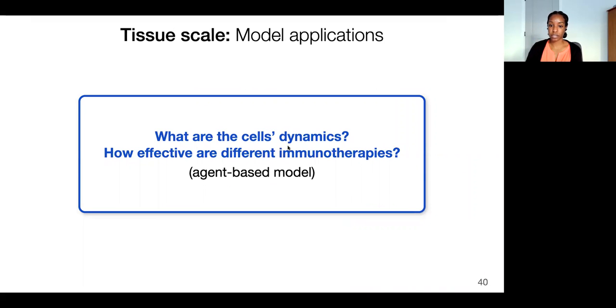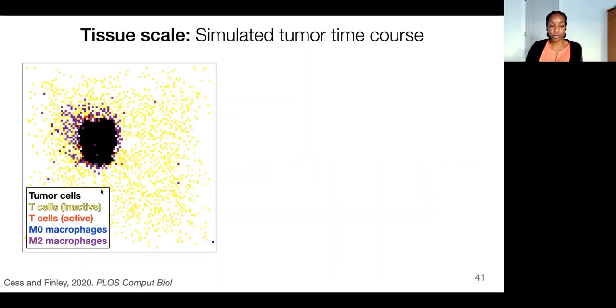Well, of course, we can look at the cell's dynamics, but we also wanted to look at the effects of different immunotherapies. So I'll just show a few of these results. This is a spatial snapshot of the output from a mathematical simulation. We run the model out to 200 days.